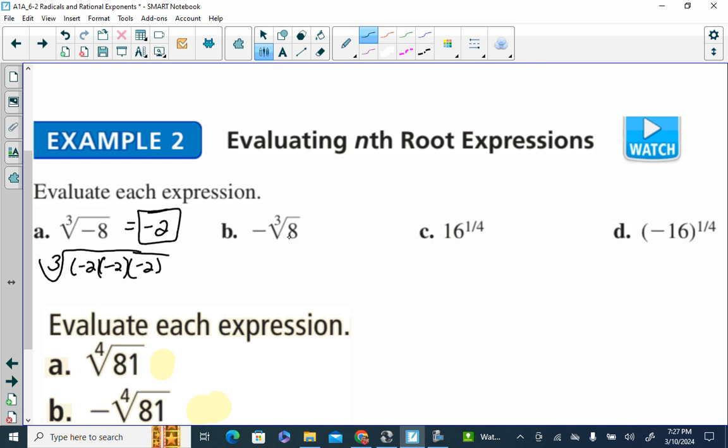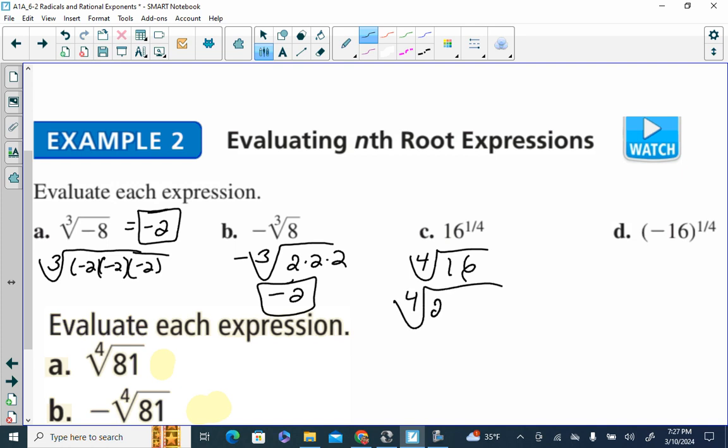For example B, we want the opposite of the cube root of 8. So we want the opposite of the cube root of 2 times 2 times 2, which would be the opposite of 2, or negative 2. For example C, we want the fourth root of 16. So we want the fourth root of 2 times 2, which is 4, times 2 is 8, times 2 is 16. So the fourth root of 16 is going to be equal to 2.